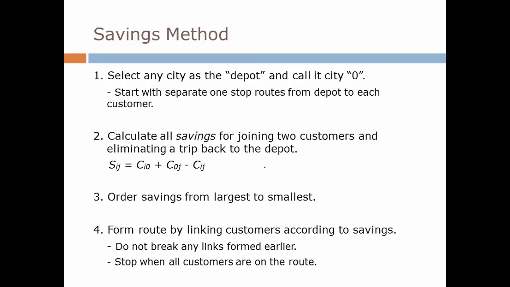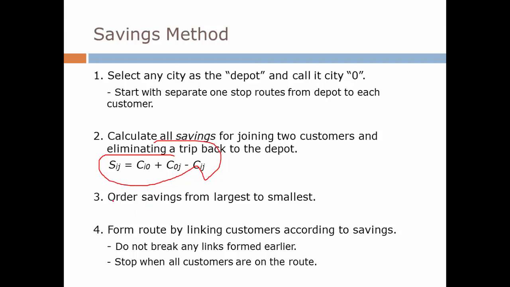Now, regarding the savings method, here we have mainly 4 steps. At the first step, we select any city as the depot, and we call it city 0. We start with separate one-stop routes from the depot to its customer. The second step is to calculate all possible savings for joining 2 customers and eliminating a trip back to the depot, and this will be the formula that we will use for that.